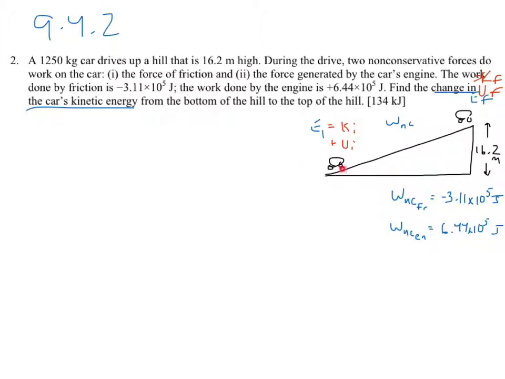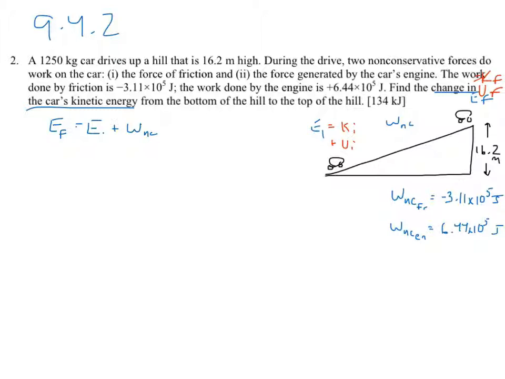So all the mechanical energy initial can be summed up as kinetic initial plus potential initial. All the mechanical energy final can be summed up as kinetic final plus potential final. And then we have all this added non-conservative work in between. So here is our working equation that we're going to start out with: mechanical energy final equals all the mechanical energy initial, plus any non-conservative work that is done.